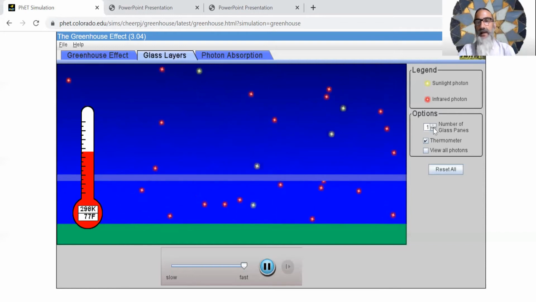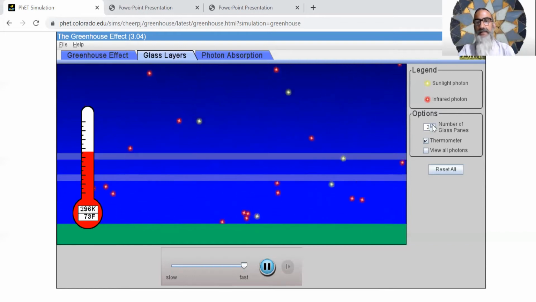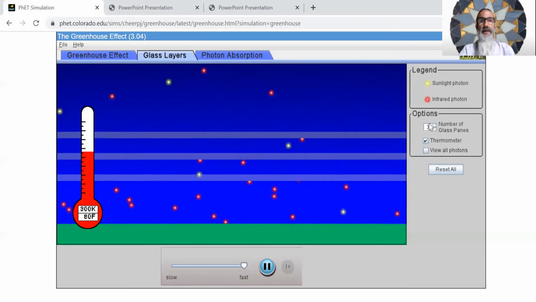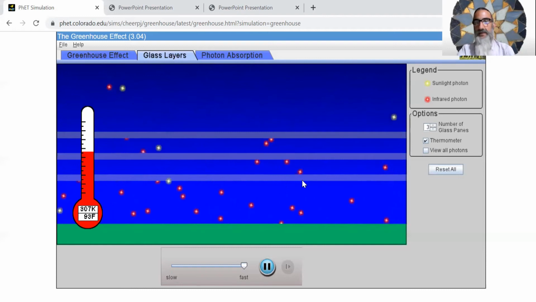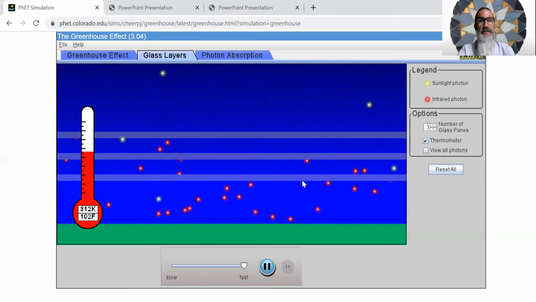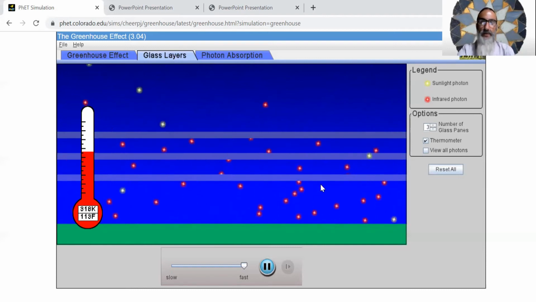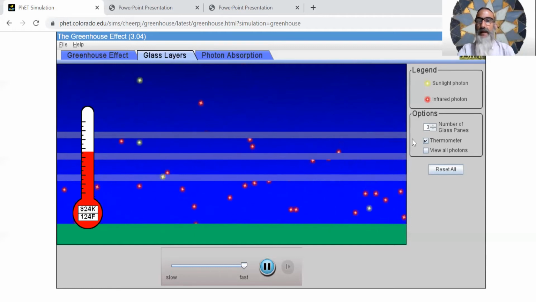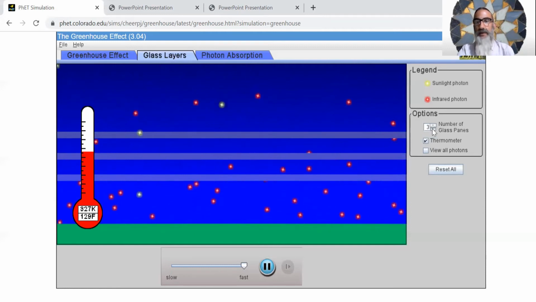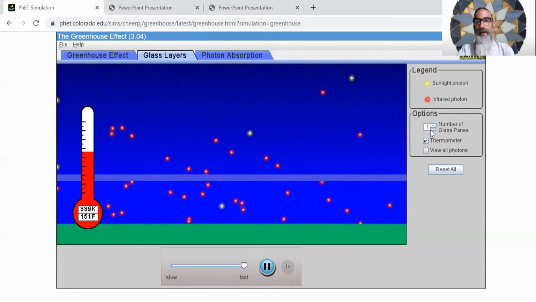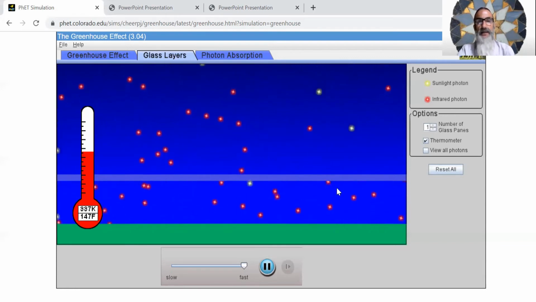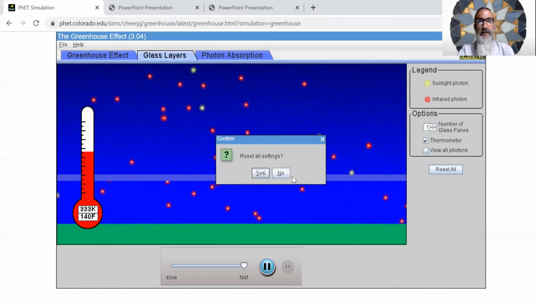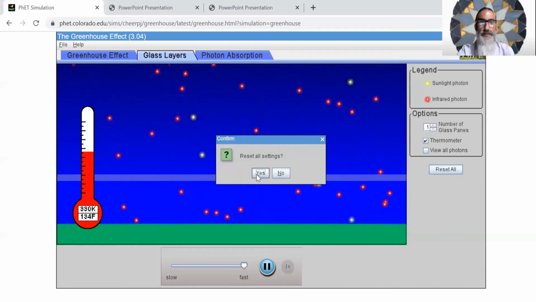Okay. We can add another layer of glass, or even another one, and you will see that a lot of heat is trapped. So this is what's happening on the Earth currently. At one point, before the Industrial Revolution, we had maybe just one layer of glass trapping in the heat. We can reset this and think about how that looks.